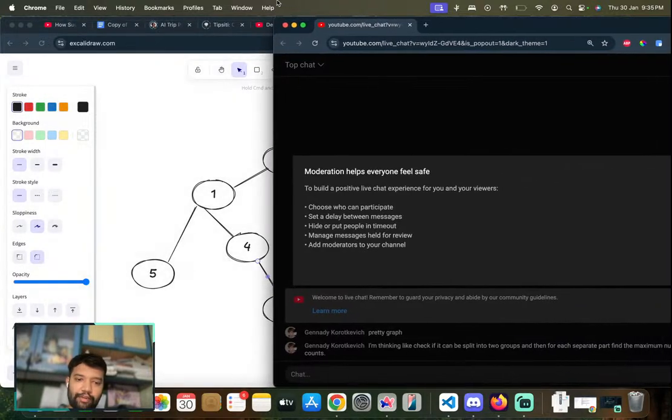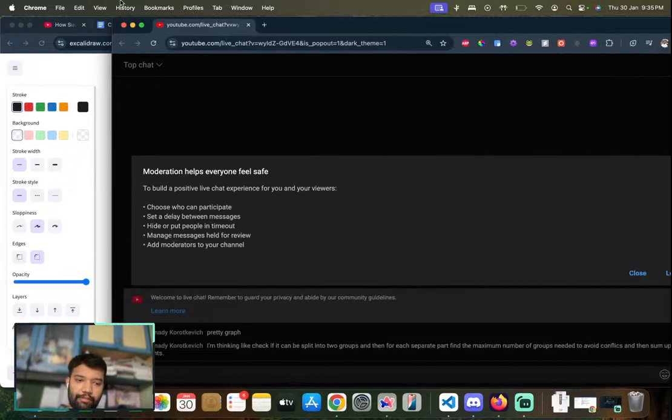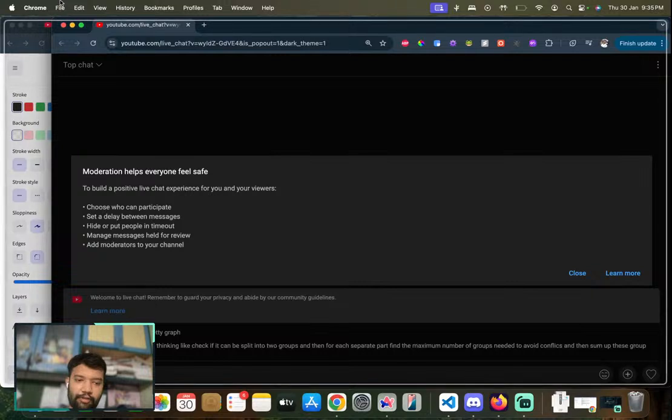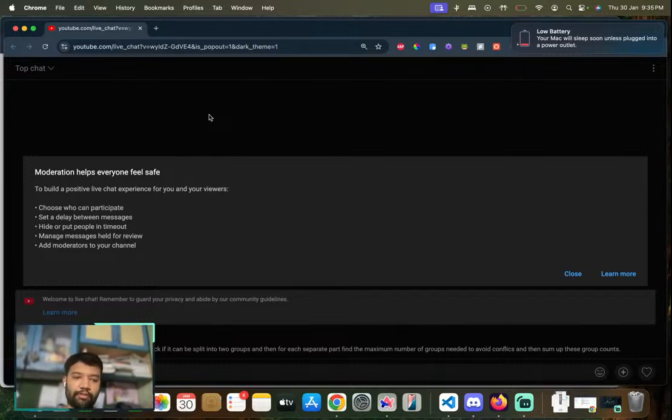I'm thinking like if we can split into two groups, then each separate part find the maximum number of groups needed to avoid conflicts. Yes. If we can split into two groups, okay, and then for each separate part, find the maximum number of groups needed to avoid conflicts. Then sum these group counts.